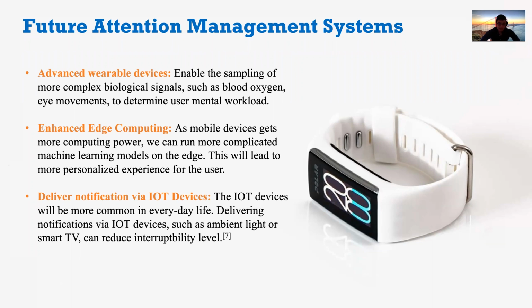The third one is sending notifications via Internet of Things devices. Research has found that if we send a notification in other forms, such as changing the ambient light or displaying a small message on the smart TV where the user is watching a video, this will significantly reduce the user's interruptibility level.